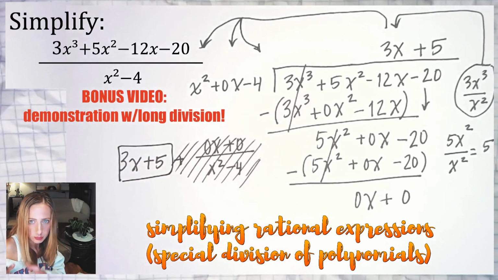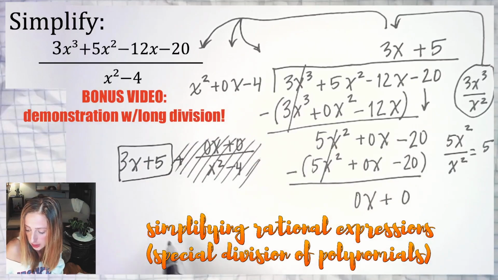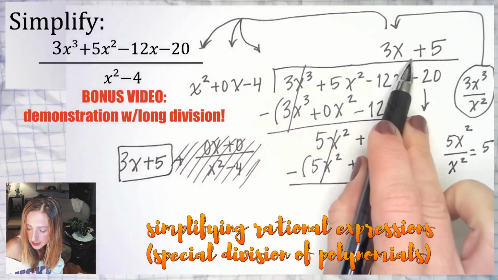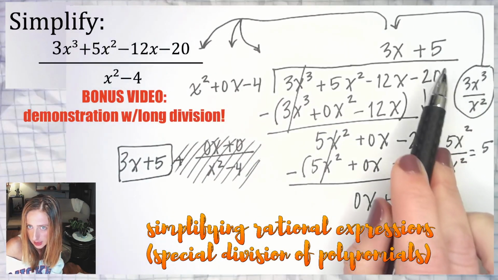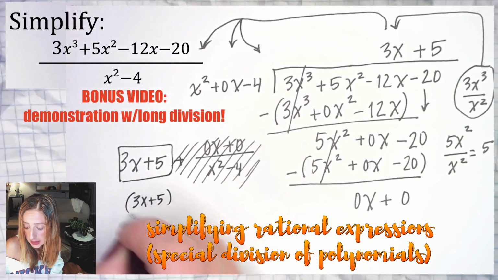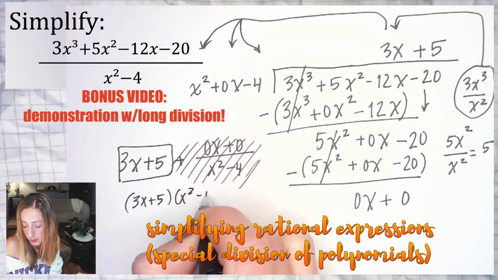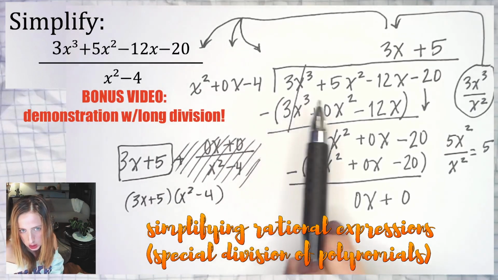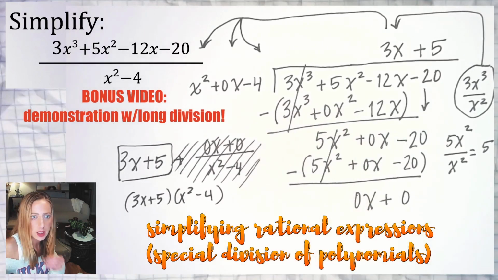If you're really, really bad at factoring by grouping for some reason and you couldn't get it to work, well, if that's the answer and your remainder is 0, that means 3x plus 5 times, in this case, x squared minus 4 equals this thing that we just divided, and you could always continue factoring from there.